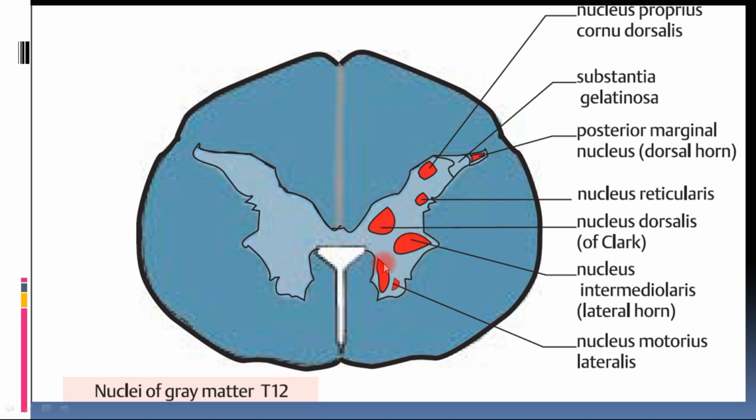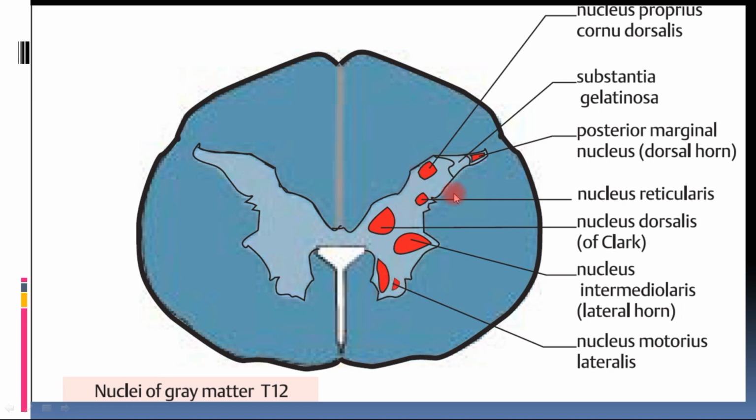Now coming to the ventral horn or the anterior horn of the spinal cord, from here arise the motor neurons, the alpha motor neuron and the gamma motor neuron, and these are divided into a medial nucleus and a lateral nucleus. The lateral nucleus and the medial nucleus of the motor neurons are located in the anterior horn of the spinal grey matter.